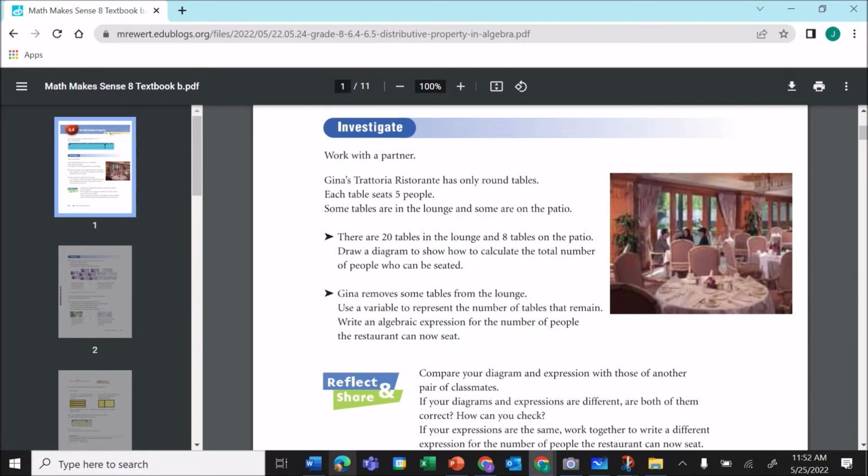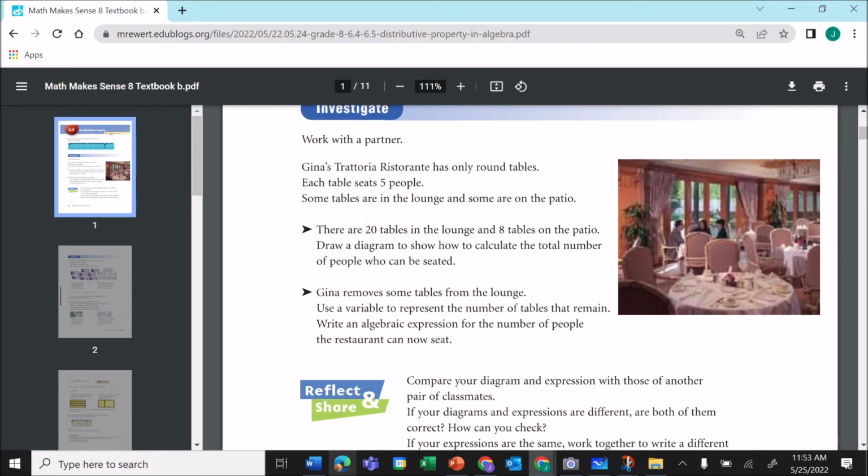Gina's Trattoria Ristorante has only round tables. Each table seats 5 people. Some tables are in the lounge and some are in the patio. There are 20 tables in the lounge and 8 tables on the patio. Draw a diagram to show how to calculate the total number of people who can be seated. I'll pause here.